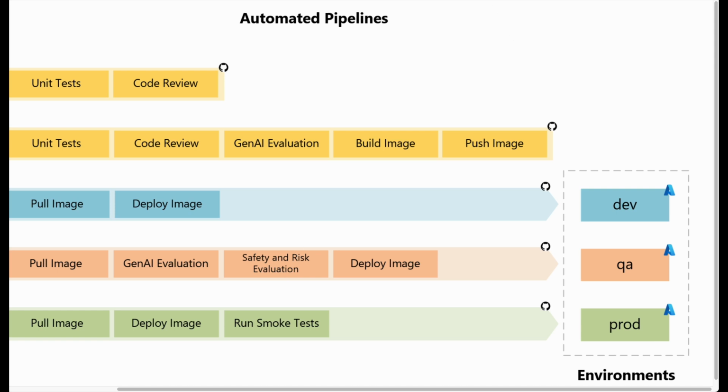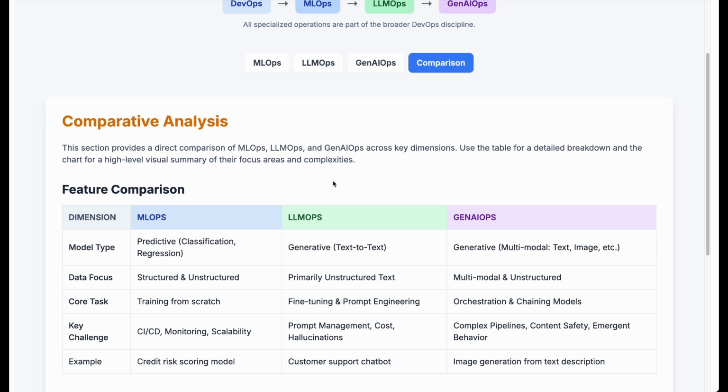Now let's go back and compare all of these. So as you see here, MLOps is all about predictive analysis, right? So classification, regression, recommendation models, and all those things. LLM apps are all about using the LLM to generate content, right? And generative AI apps are again generative, but it's multi-model, right?